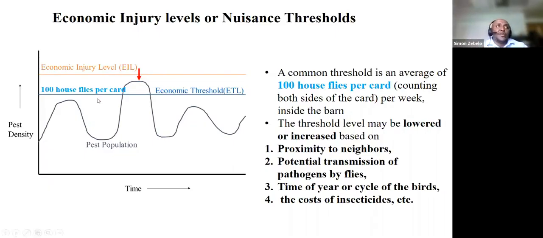So this number is just commonly used in many poultry operations, but that number varies depending on proximity of neighbors, potential transmission of pathogens, time of the year, and cost of insecticide. So that's the take-home message.